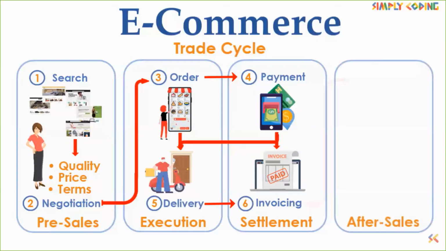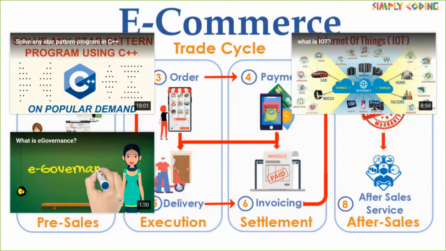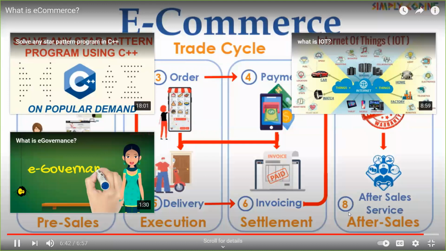Last step is after sales. This phase consists of warranty and after sales service. In warranty period, customer will get maintenance services for free or at a minimum cost. After sales services means in case there are complaints about the product, you can get maintenance service from the supplier at individual visit cost or yearly fee. So this summarizes the e-commerce concept.